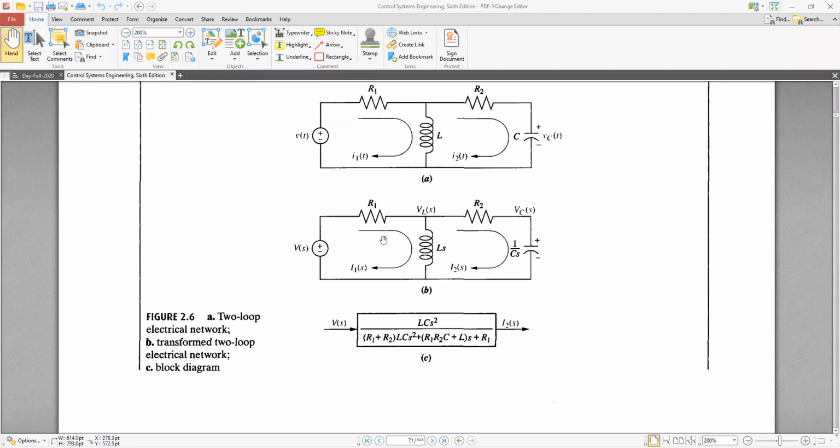Here see, this is one node, this is another node. So what is the node voltage? That is VL and that is VC. Why VL? Because it is the inductor node voltage. And why VC? Because this is the capacitor node voltage.